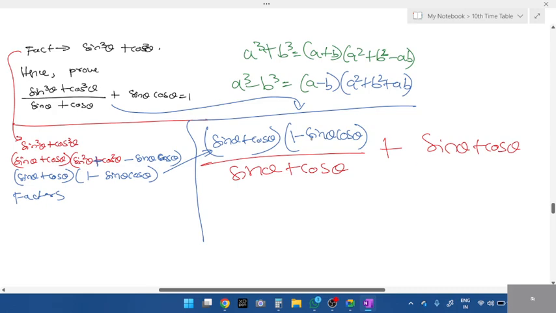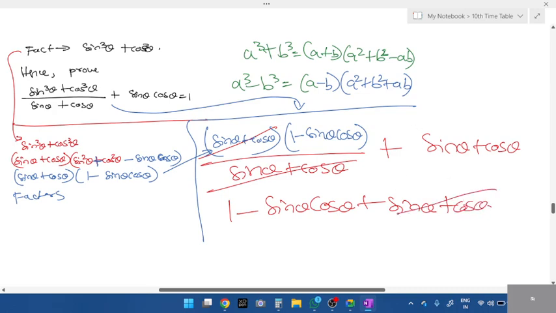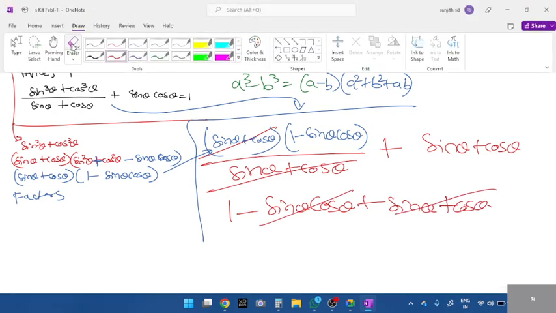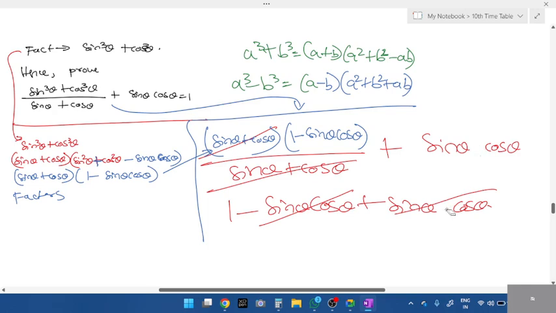When you prove, you should get one. Which one gets cancelled? Then what else gets cancelled here? Even they get cancelled. What is left? 1 is the answer. Understood? All of you completed? 1.